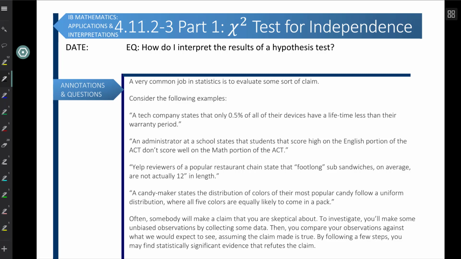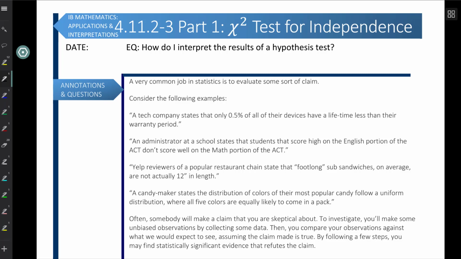Now, there's another example here. An administrator at a school states that students that score high on the English portion of the ACT don't score well on the math portion of the ACT. And you might think, wait, I know people that are good at both. I want to investigate that claim. I don't know if that's really true.